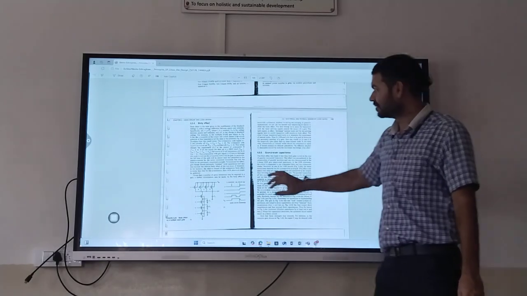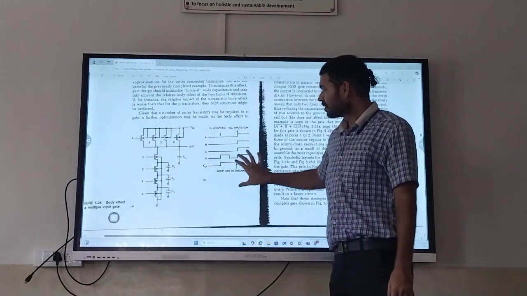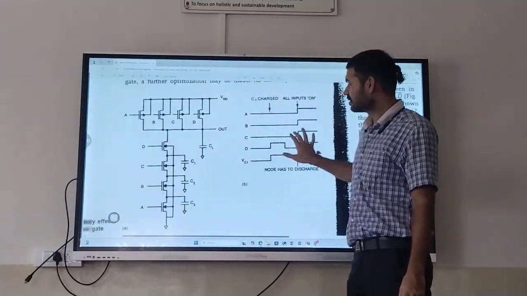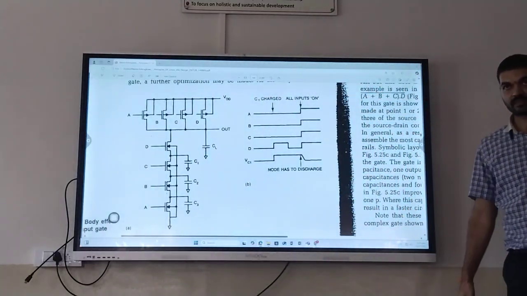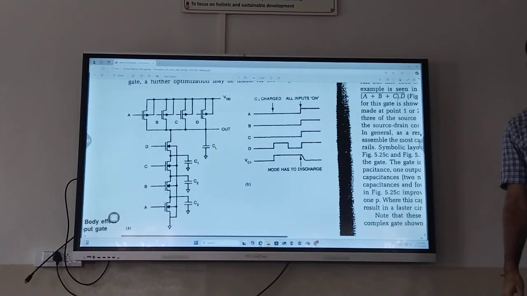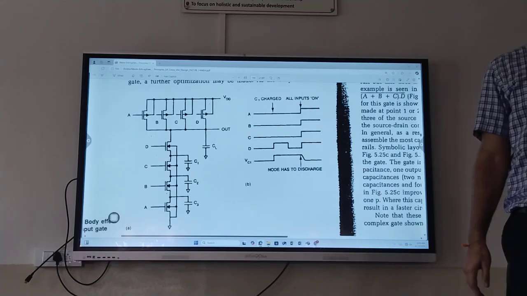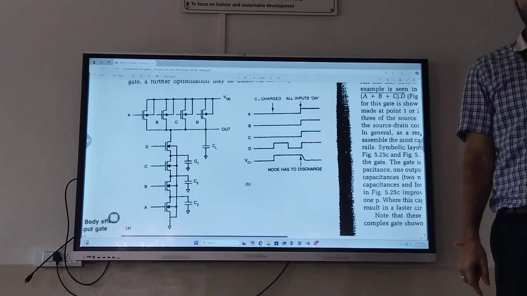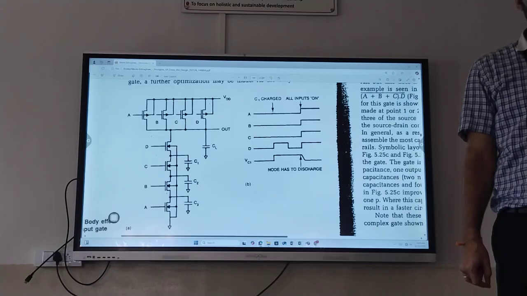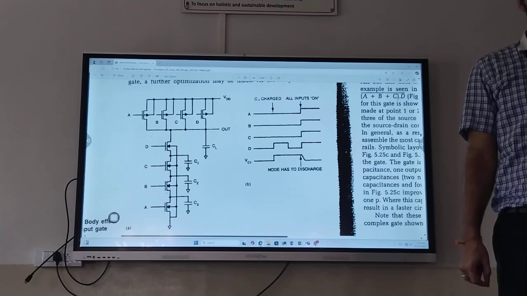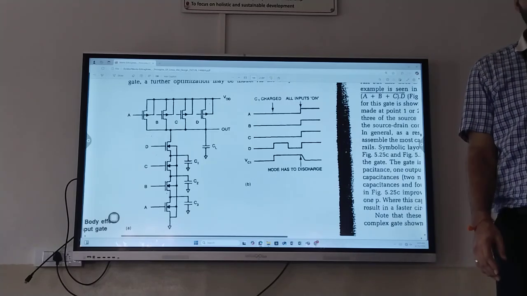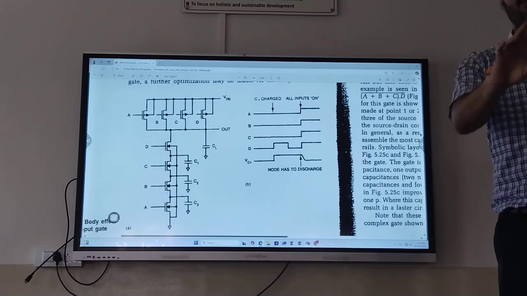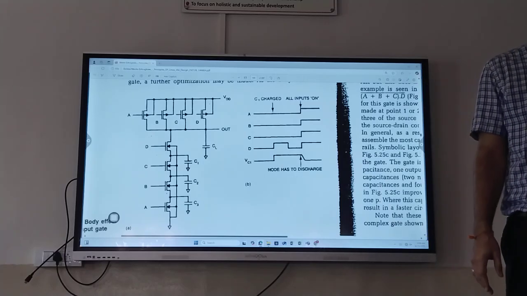Next is body effect. So what is body effect? We have already seen it. What is body effect? When the source voltage and the body voltage are different. When the source is not shorted to the body, it causes body effect.